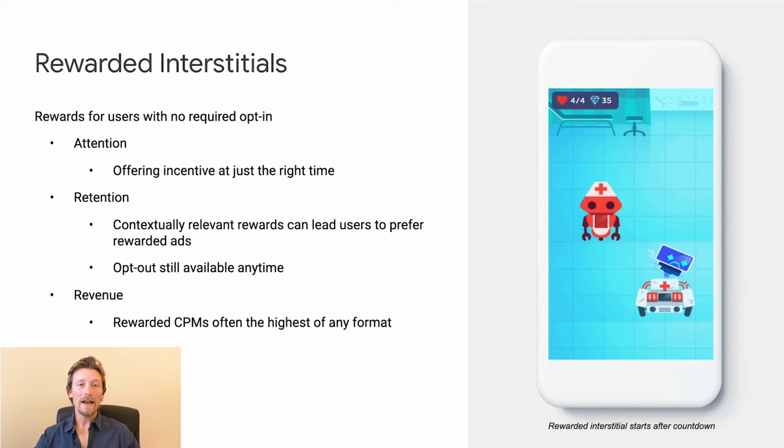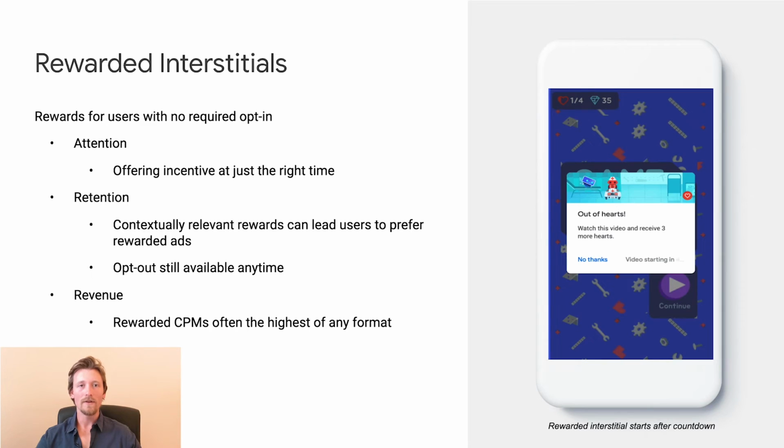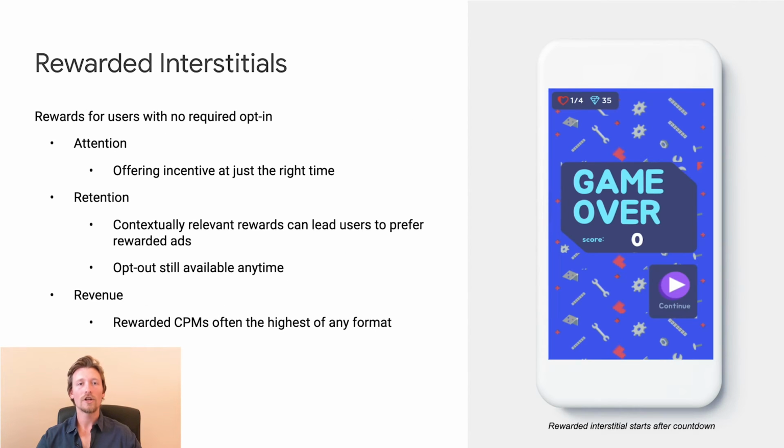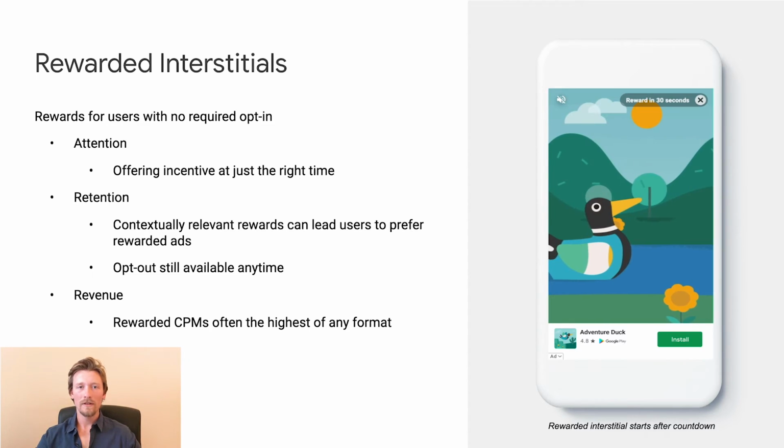There's still a chance to opt out, but now it's a timer that counts down, giving the user an opportunity to opt out, but showing the rewarded ad if the user does not choose to opt out. This is the difference between rewarded and rewarded interstitials.